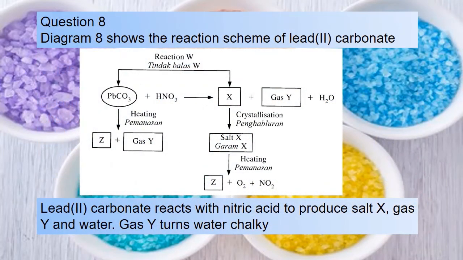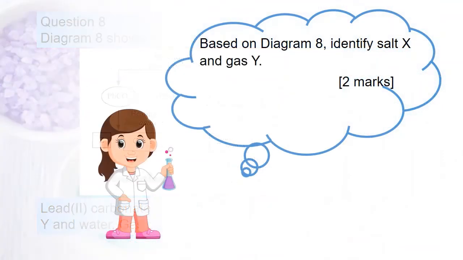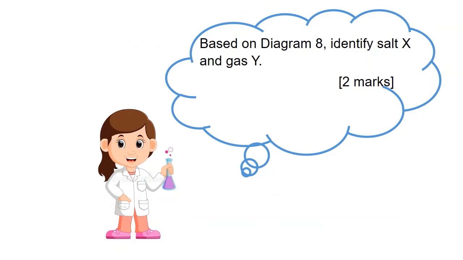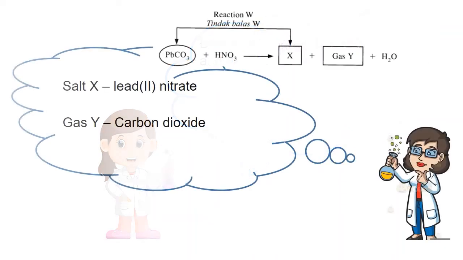Question 8. Diagram 8 shows the reaction scheme for lead(II) carbonate. Lead(II) carbonate reacts with nitric acid to produce salt X, gas Y, and water. Gas Y turns lime water chalky. Based on diagram 8, identify salt X and gas Y. Salt X is lead(II) nitrate. Gas Y is carbon dioxide.